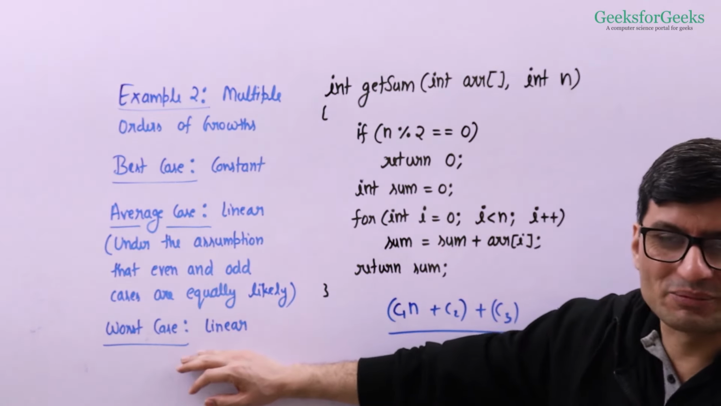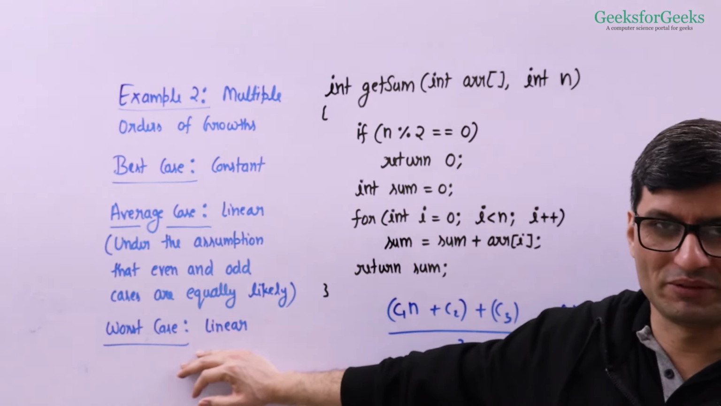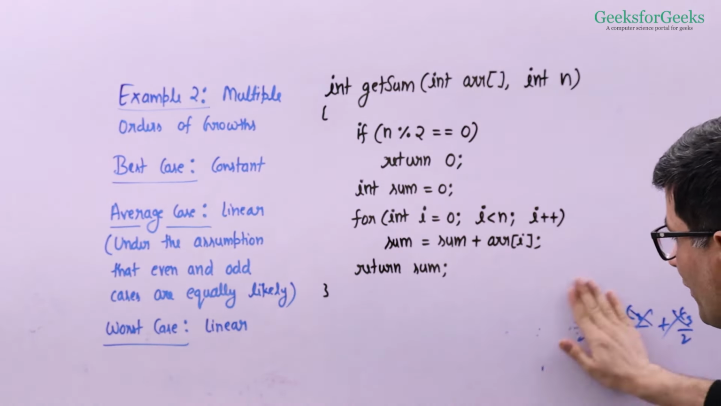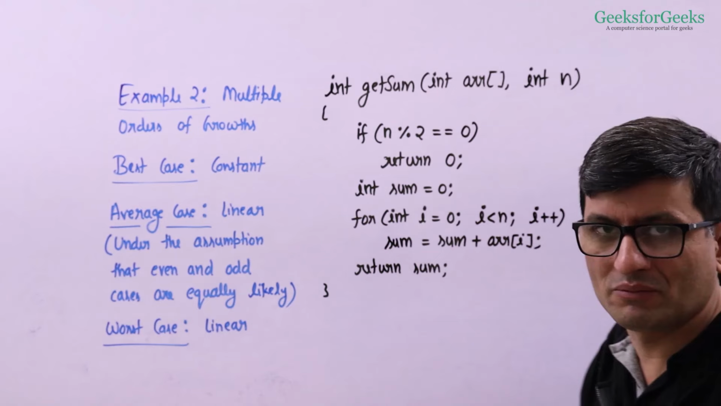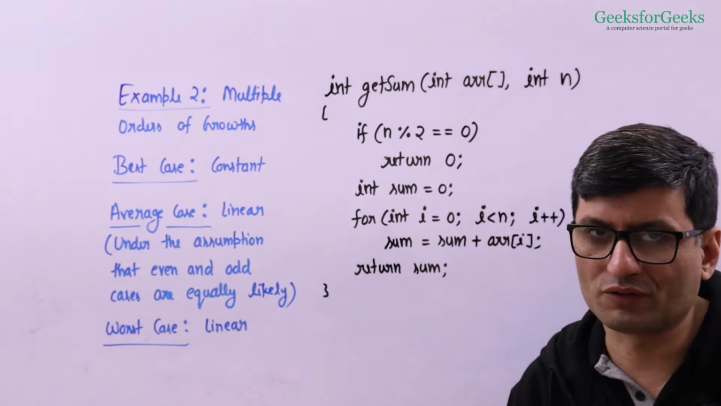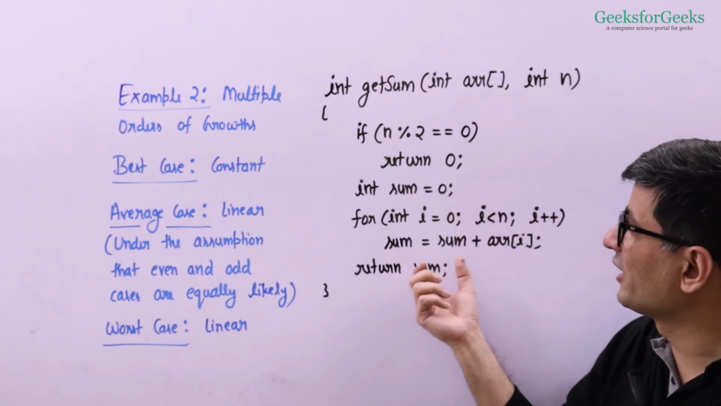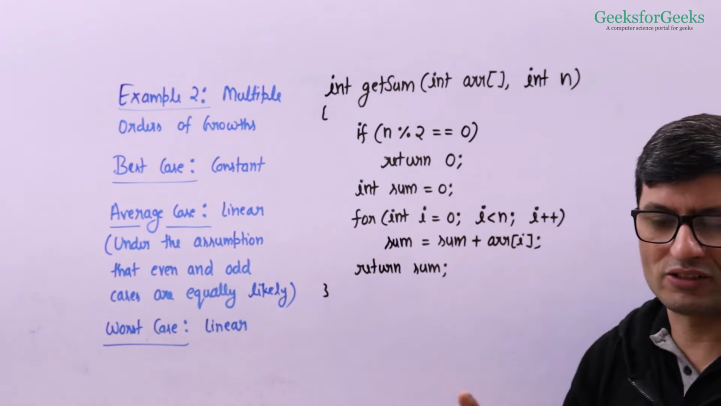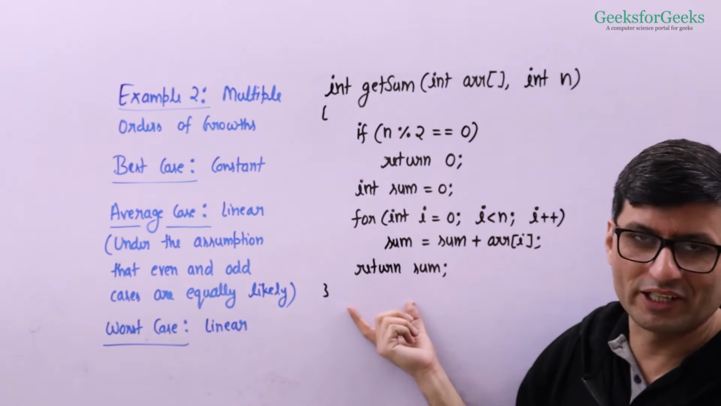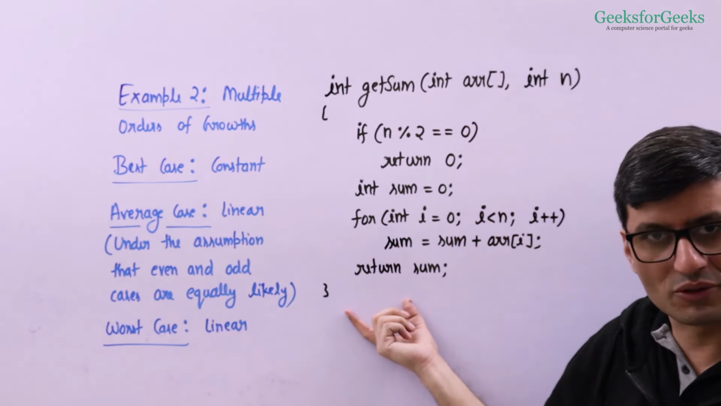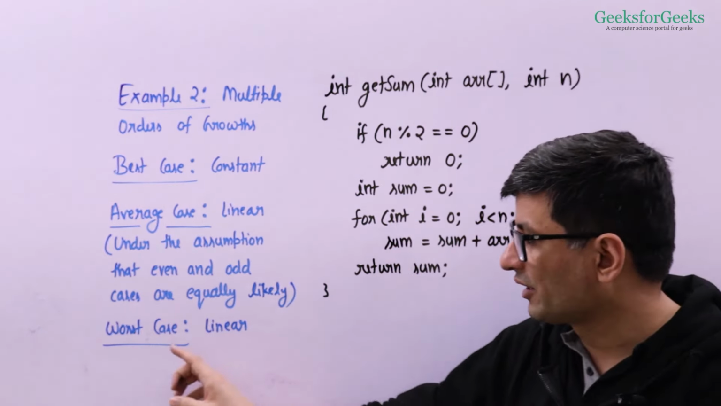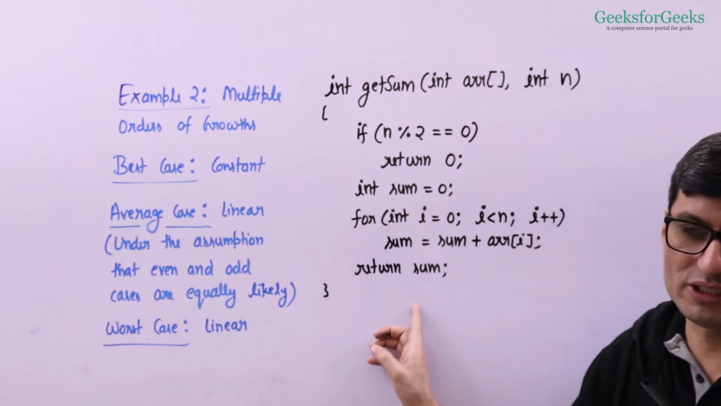Worst case is something that we use most of the time. We find out what is the input case for which it's going to take the maximum time, or it is going to have maximum order of growth. And here it is clear that if user provides odd sized array, then it's going to take the maximum time, or it's going to have the maximum order of growth, and that order of growth is linear, right? So the worst case of this algorithm is linear.